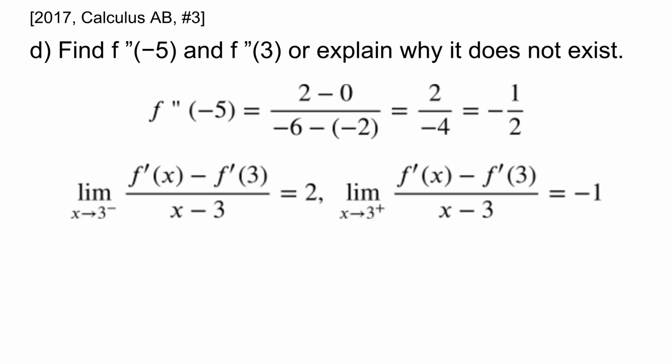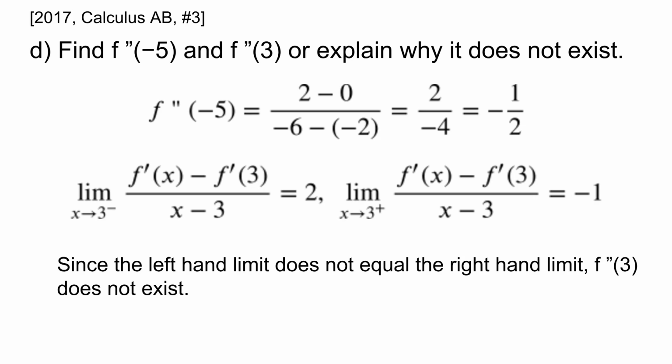For f double prime at 3, we're going to look at two limits. The limit as x approaches 3 from the left of f prime of x minus f prime of 3 over x minus 3 is equal to 2. And the limit as x approaches 3 from the right of f prime of x minus f prime of 3 over x minus 3 is negative 1. And the important thing about that result is that the left-hand limit does not equal the right-hand limit. So the conclusion to draw here is that f double prime at 3 does not exist.